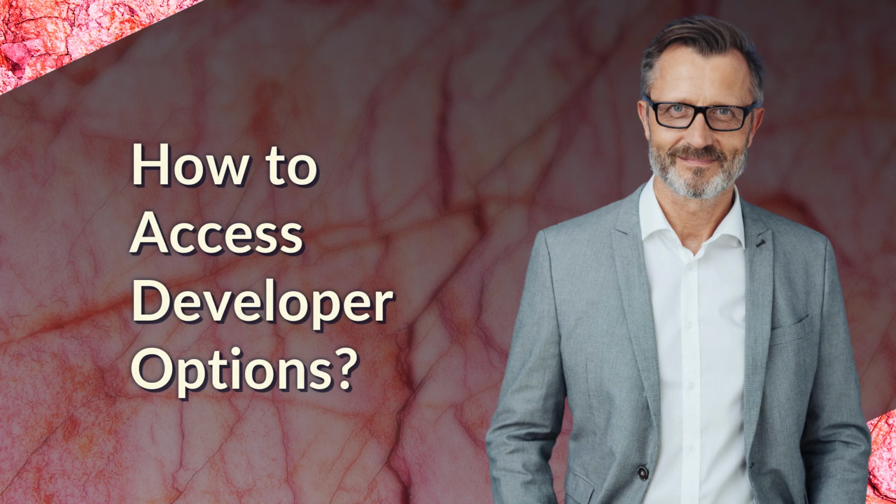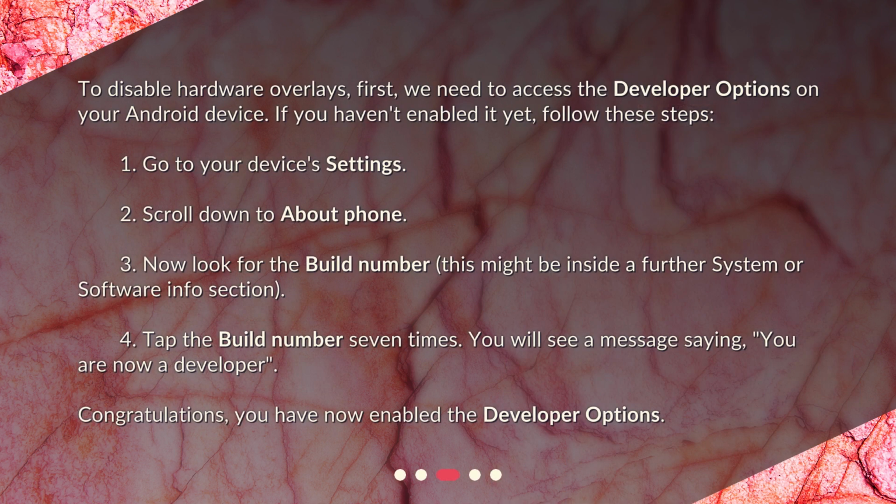How to access developer options? To disable hardware overlays, first, we need to access the developer options on your Android device. If you haven't enabled it yet, follow these steps.